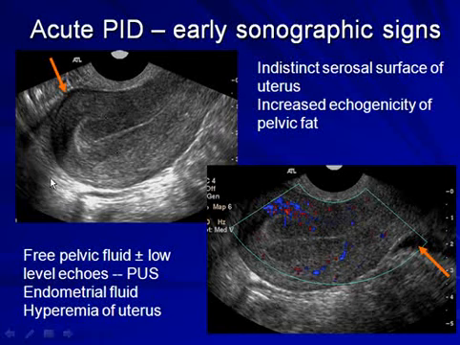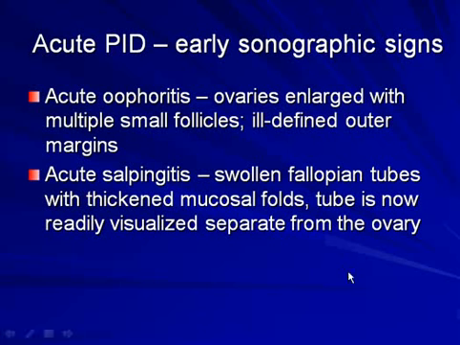The free pelvic fluid that contains typically low-level echoes actually represents some pus. One may also see endometrial fluid, and as seen here on this color Doppler image, an overall mild to moderate hyperemia of the uterus due to endometritis. If the disease progresses, we may see acute oophoritis, as manifested by slightly enlarged ovaries with multiple small follicles and an ill-defined outer margin.